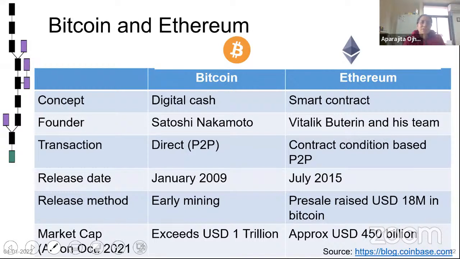Founder was Satoshi. Here it's Buterin and his team. Then market cap, yesterday only I came to know that it exceeds USD 1 trillion in case of Bitcoin, whereas the total cryptocurrency market cap is only 2.5 trillion. So Bitcoin has a major share in this. Whereas Ethereum was started very late, 2015, right, compared to this. So it has also shown significant improvement, approximately 450 billion. After Bitcoin, it is one of the most sought after cryptocurrencies.